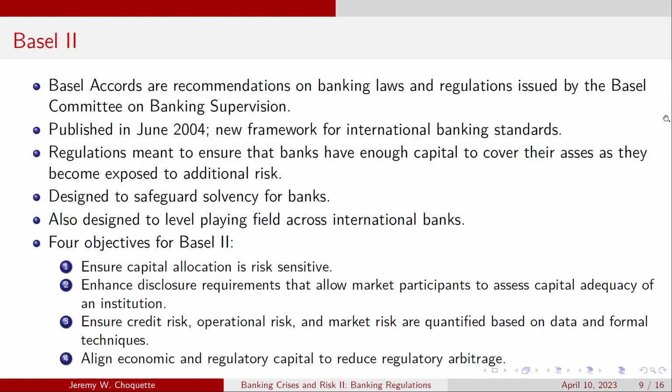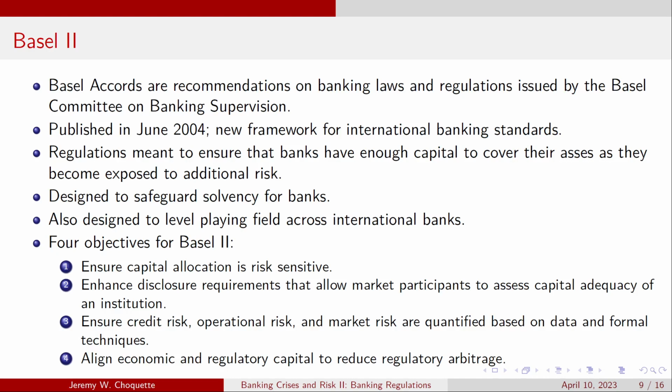So let's talk about Basel II just for a moment. These are recommendations on banking laws and regulations that were issued by the Basel Committee on Banking Supervision. It was originally published in June of 2004 as a new framework for international banking standards. These regulations were meant to ensure that banks have enough capital to essentially cover themselves if they become exposed to any sort of additional risk. It was ultimately designed to safeguard solvency for banks, and they also wanted to level the playing field across international banks.